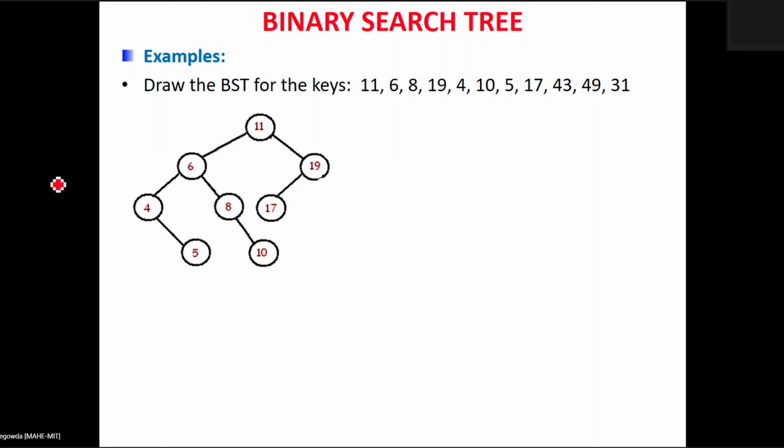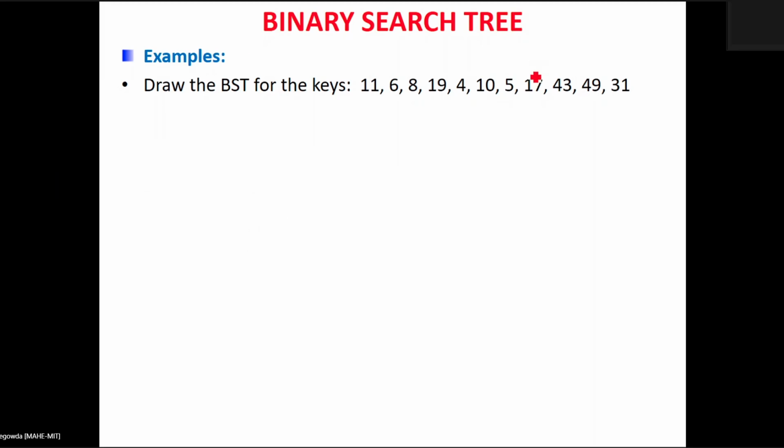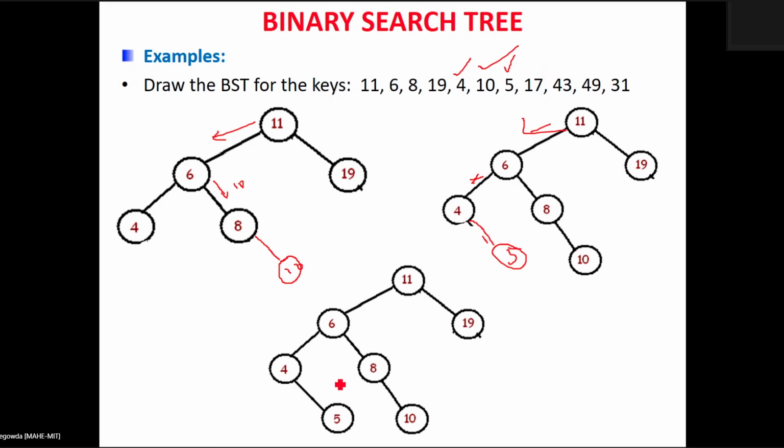Next number is nothing but 17. We have a number 17. Okay, the 17 is greater than 11, so traverse right. Then compare 17 with 19. So 17 is less than 19, so you go and insert 17 as the left child of 19. Okay, this is the resultant tree.